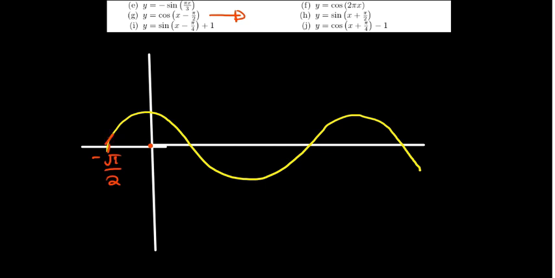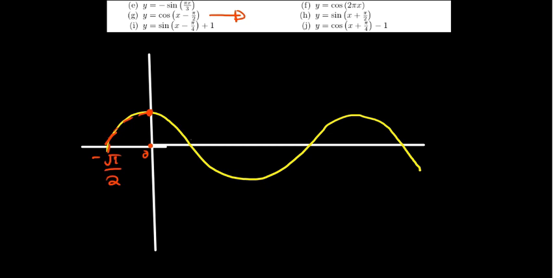Now, we can make this dotted, because in most cases they may specify they want you to start from 0 all the way up to pi or 2 pi. So, make this part dotted. One thing you're noticing is that it's coming out more like the cosine again, like the cosine graph.